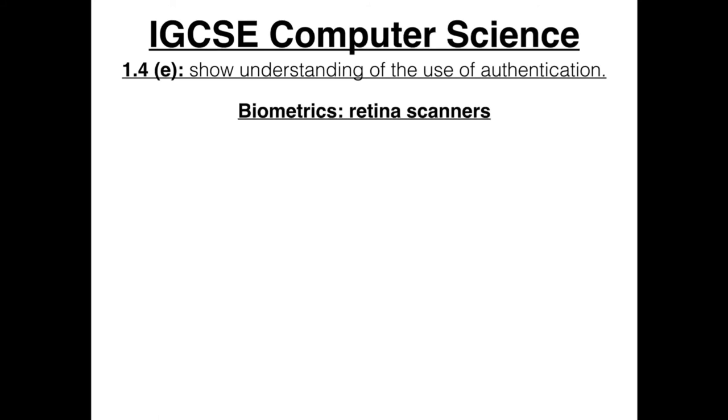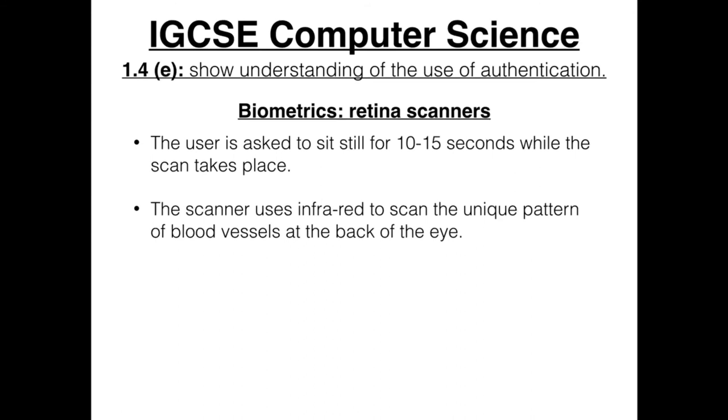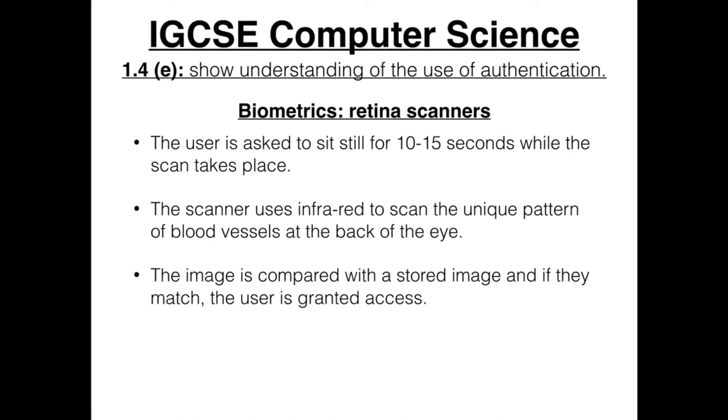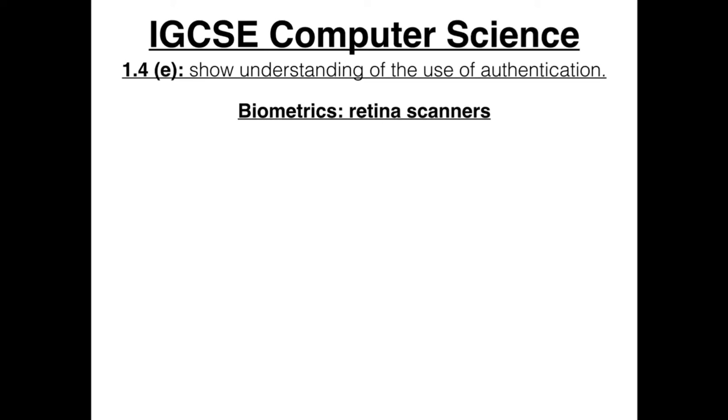Retina scanners are a little bit different, well, a lot different. The user is asked to sit still for 10 to 15 seconds while the scan takes place. The scanner uses infrared to scan the unique pattern of blood vessels at the back of the user's eye. Ew, weird. The image is compared with a stored image, and if they match, the user is granted access. But this method is more secure than fingerprint scanners, because no one has found a way to duplicate blood vessel patterns. Here's what that means.